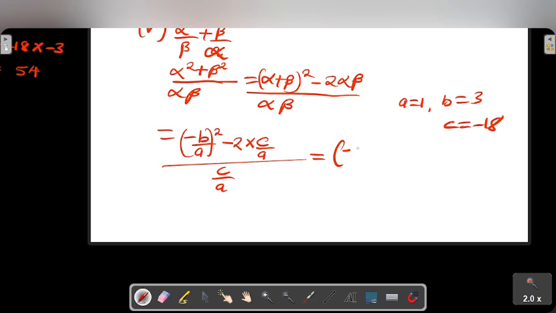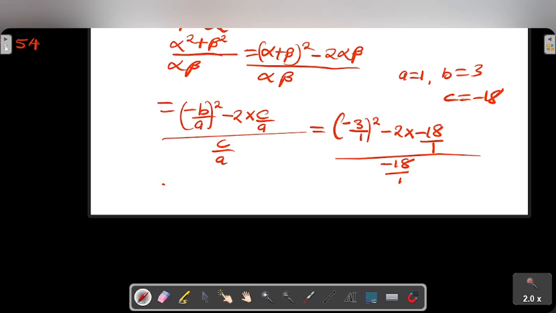So for B, negative, then what is B? 3 there. Then what is A? 1. Remember, this is squared, minus 2. Then you are multiplying this with C, which is negative 18, then over A, which is 1. Then you divide that by C, which is negative 18, that is over A, which is 1. So you just have to simplify that.